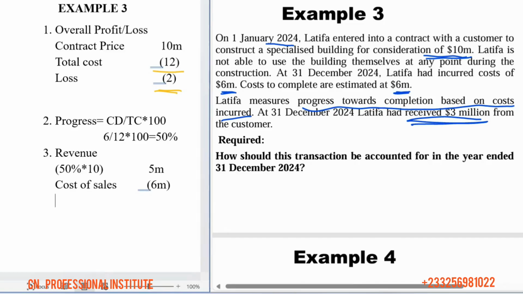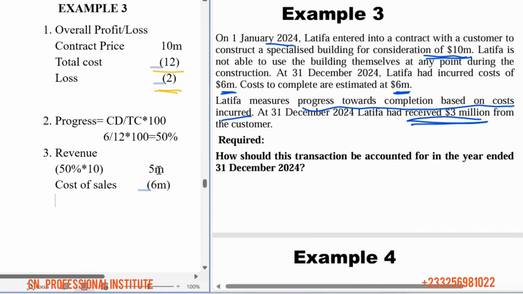If the contract is onerous, there's overall loss. Here we have 2 million overall loss. The standard says we should record all the loss immediately, or we should record all the loss the first time we are recognizing revenue. So if you look at step three, 5 million minus 6 million will give us 1 million. Are you following? So we would have recorded only 1 million loss. But the standard says, if you have overall loss, for the first time you are recording revenue, record the whole loss.